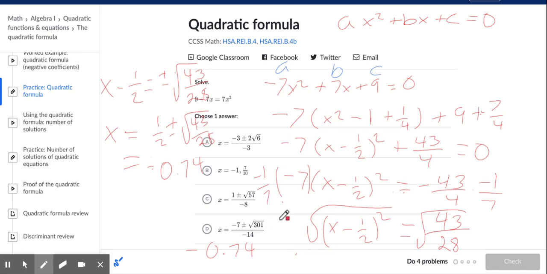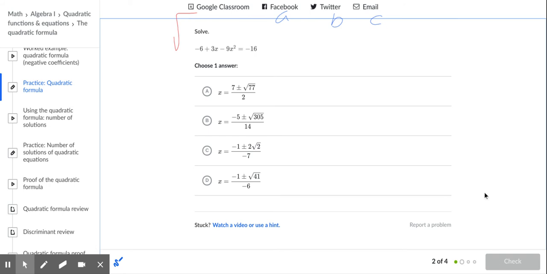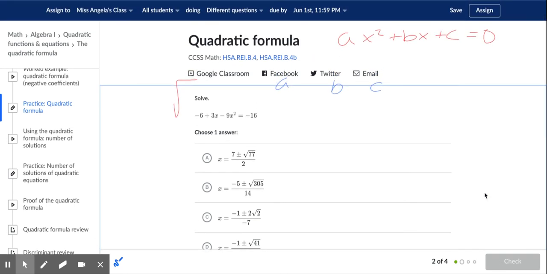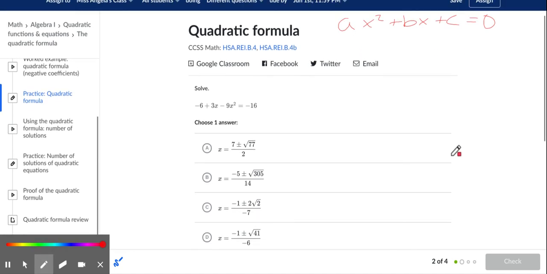So all of that to say that you can either use the quadratic formula or complete the square. They both work. So let's go ahead and check our answer and go on to the next one. Okay. All right. So let's do one more example of using the quadratic formula.